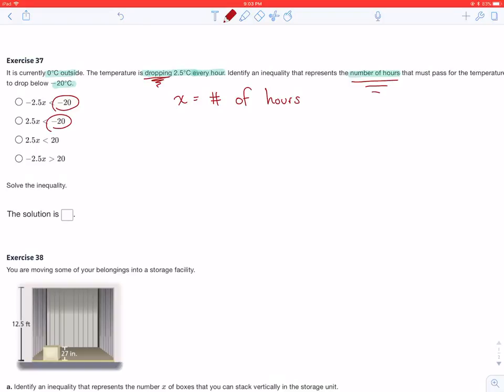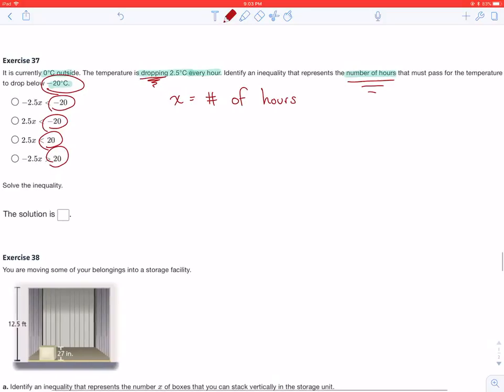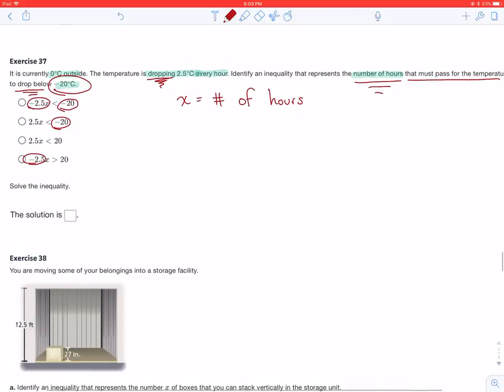And then now the next thing we need to ask ourselves is, what's going on with these 20s? Why are some negative, why are some positive? Well, those 20s, as I compare it to over here, must represent the degrees that we want to drop below. We want to drop below negative 20 degrees because we want to find the number of hours that must pass for the temperature to drop below negative 20. So out of these 20s, between the positive and the negatives, I'm going to choose the one that has a negative.